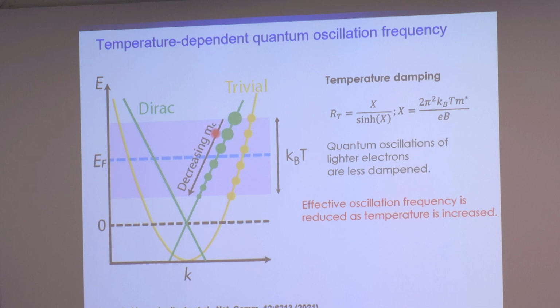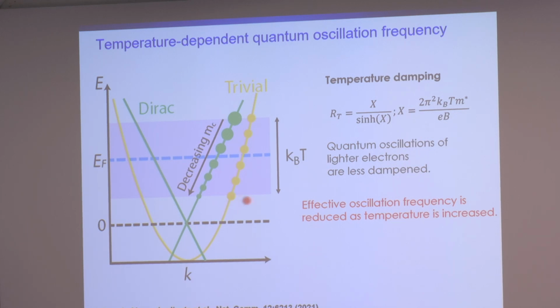But in the Dirac case, there's a difference. Because now these states here, they're actually heavy. And these states down here, they're light. Because these are closer in energy to the node. So these have a smaller effective mass than these ones. And because the thermal damping actually depends on the effective mass, then the lighter the electrons are, the bigger the amplitude is.